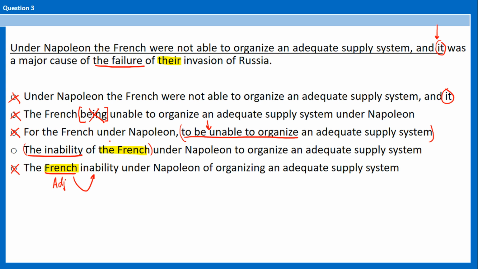Okay, be careful. Some people were asking me whether a pronoun can replace a noun inside a prepositional phrase, such as the French, and the answer is yes. This happens a lot in the GMAT, okay? So don't worry about that. Number 4 is the best choice.